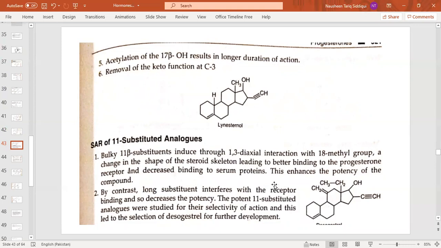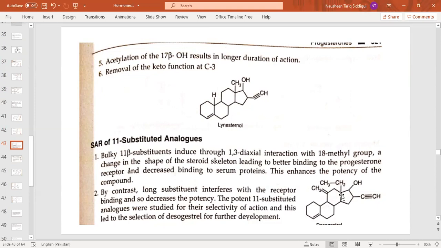अगर आप 11th पोजीशन पे सब्स्टिट्यूशन के एनालॉग देखेंगे तो उसकी एक्टिविटी क्या है। यहाँ पे अगर सब्स्टिट्यूशन की जाए, 11 बीटा सब्स्टिट्यूएंट्स induced through 1,3 diaxial interaction with 18 मिथाइल ग्रुप, अगर इसको मिथाइल ग्रुप के साथ सब्स्टिट्यूट किया जाए तो फिर बल्की स्ट्रक्चर होता है। A change in the shape of the steroid skeleton leading to better binding to progesterone.